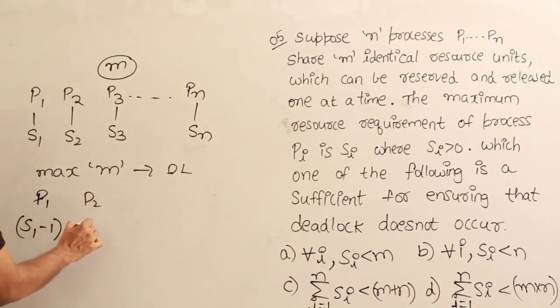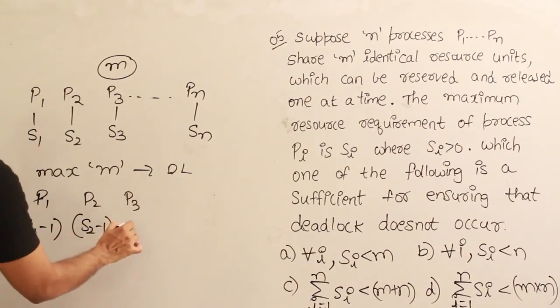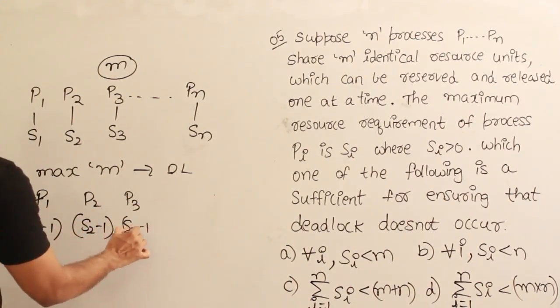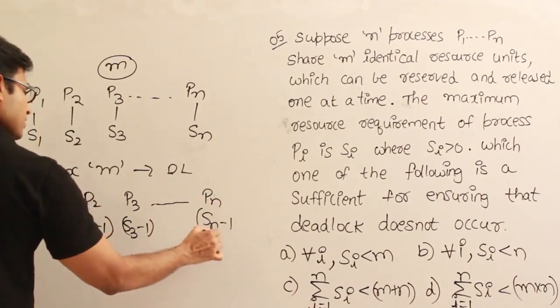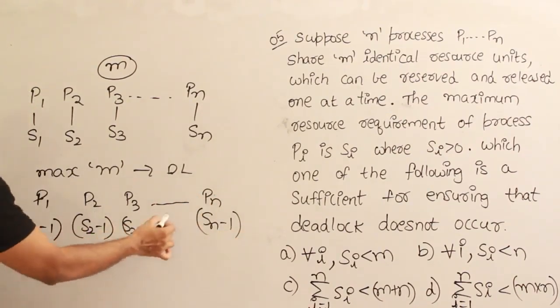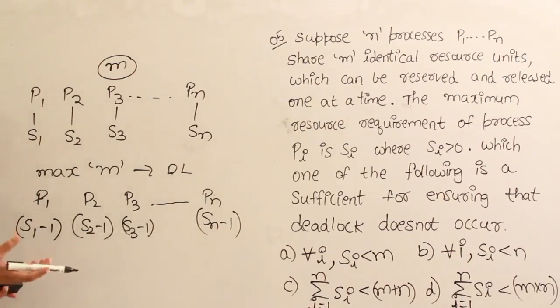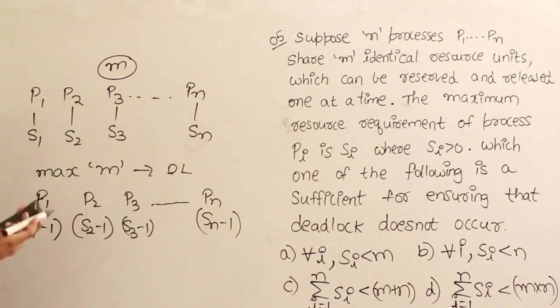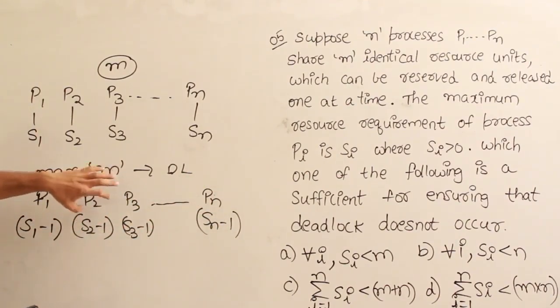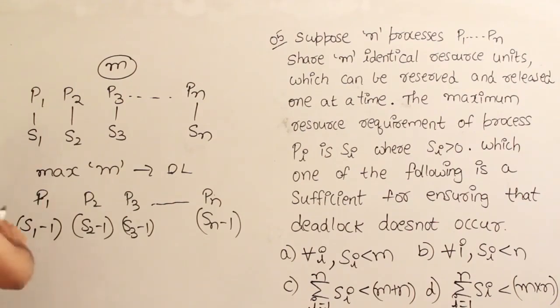And P2 can be assigned S2 minus 1. This is the maximum it could absorb and still be present in the deadlock. And P3 can take S3 minus 1. So on, Pn can take Sn minus 1. So these are the maximum number of resources which each process can take and still be present in the deadlock. Then combinedly, what is the total number of resources that the system can have and still be present in deadlock? You have to add all of this.